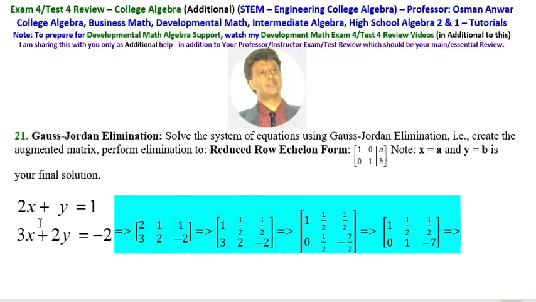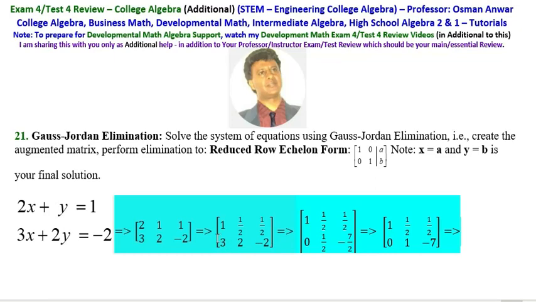Then we're going to create a matrix where x is 2, 3. For y, it is 1, 2, augmented with 1, minus 2. Then the first thing is we're going to turn the 2 to 1, divide row number 1 by 2. 2 divided by 2 is 1. 1 divided by 2 is half. 1 divided by 2 is half. And keep row number 2 as it is.